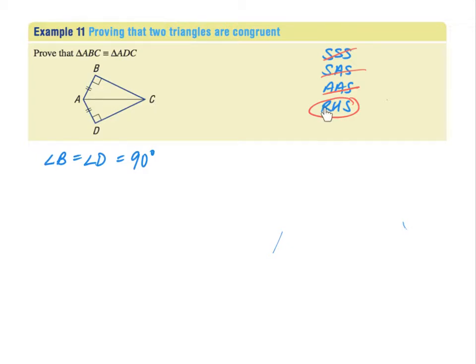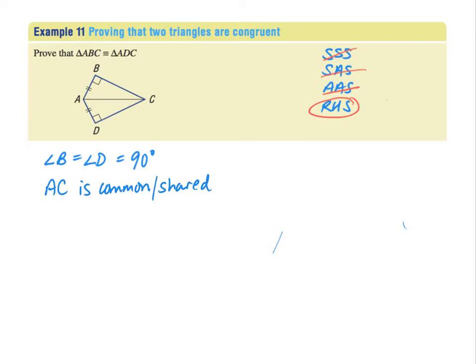Now we go to our H, hypotenuse. We can see the hypotenuse, which is the longest side in both of the triangles, is AC. And AC is exactly the same in both. We can see that, can't we? Because they're the same length. So we can say that AC is common, or we can say that it's shared. Okay, that's our second reason.